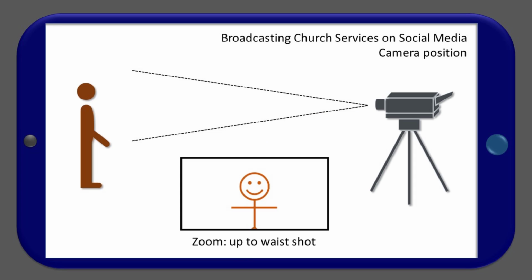Elements of photo composition. As already said, the camera should be in front of the subject, not sideways or in a higher or lower position. We add here that the camera should be close enough to produce a waist shot of the subject.